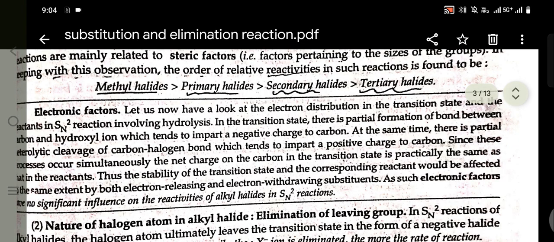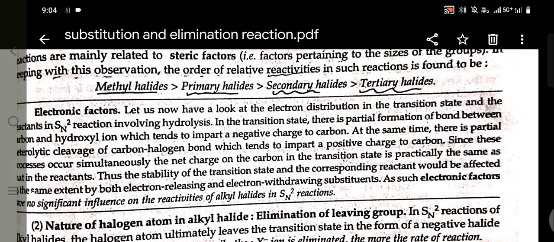Electronic factors. Let us now have a look at the electronic distribution in the transition state and the reactants in the SN2 reaction involving hydrolysis. In the transition state, there is a partial formation of bond between carbon and hydroxyl ion, which tends to impart a negative charge to carbon. At the same time, there is partial heterolytic cleavage of carbon-halogen bond, which tends to impart a positive charge to the carbon. Since these processes occur simultaneously, the net charge on the carbon in the transition state is practically the same as that in the reactants.